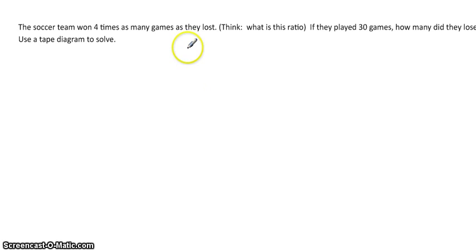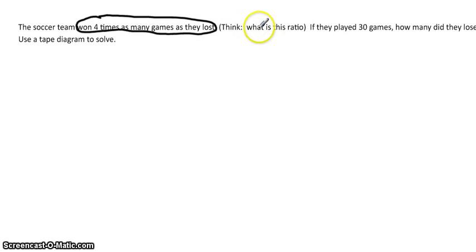So I'm going back in for my second read, and I see that they won 4 times as many as they lost. I know that means something. I'm going to figure that out in just a minute. There's my period, plus here's my little hint. If they played 30 games, how many did they lose? So that was my reading for purpose and kind of marking up my text.